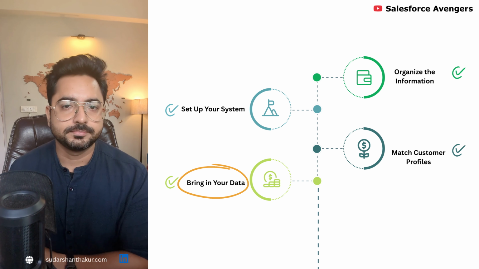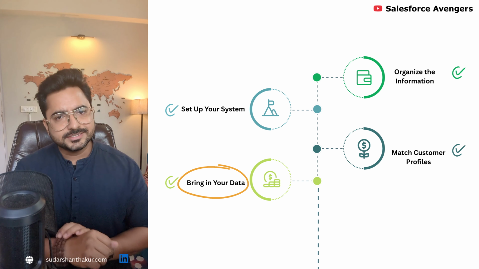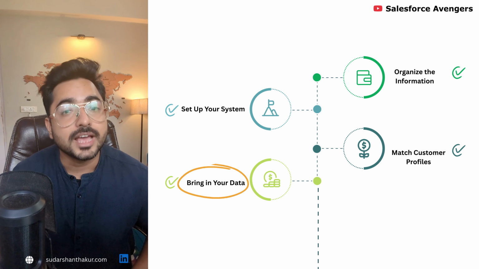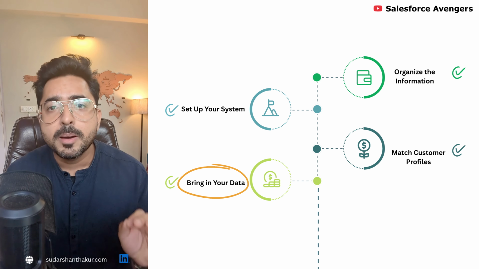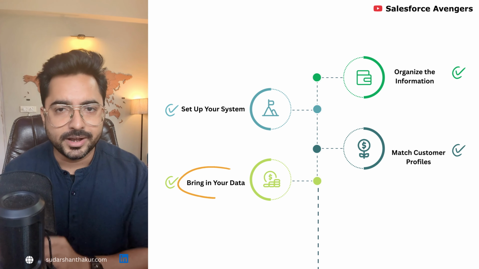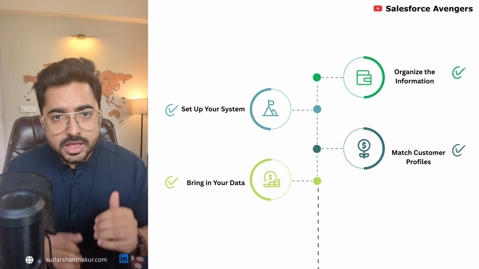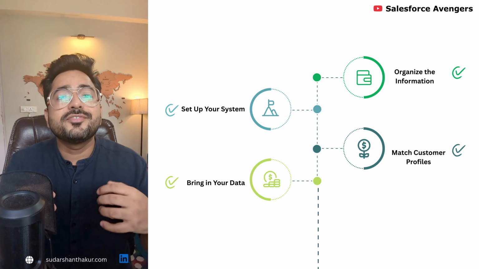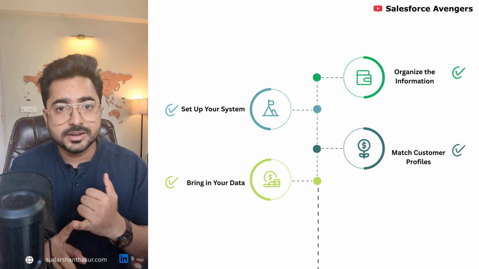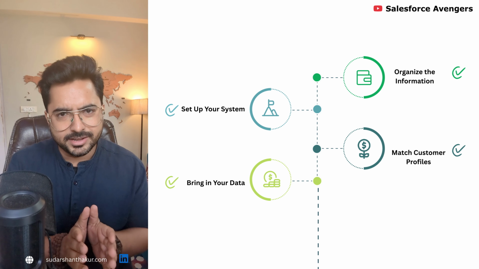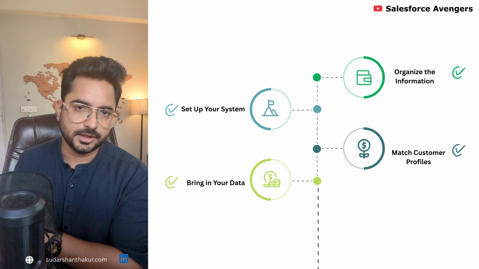Now comes step 2. Bring in your data. Next, you collect data from different places: your CRM, website, mobile apps, or cloud platforms like Google or Amazon. Imagine you are pulling photos from different apps like WhatsApp, Drive, and Instagram into one album. Same idea, but with customer data.